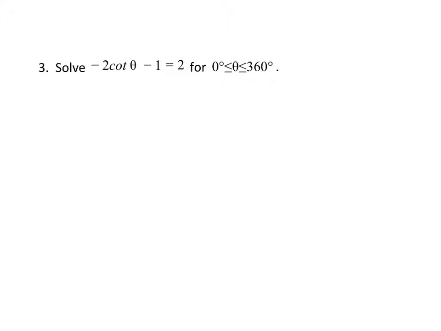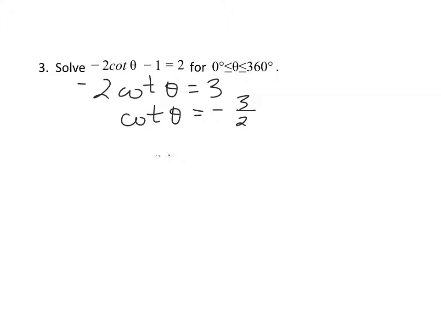So here's one of our inverse trig functions. First thing we're going to do is simplify this equation and isolate cotangent theta. Once we have rearranged our formula, we get negative 2 cotangent theta equals 3, and then cotangent theta equals negative 3 over 2. I don't know if you recall, but we can't do a cotangent on our calculator, but we can do a tangent. So we're going to take the inverse of cotangent theta to get the tan. So we get tan of theta is equal to negative 2 over 3.